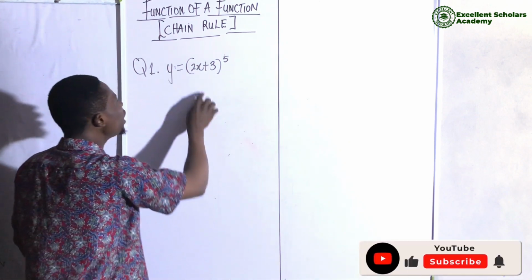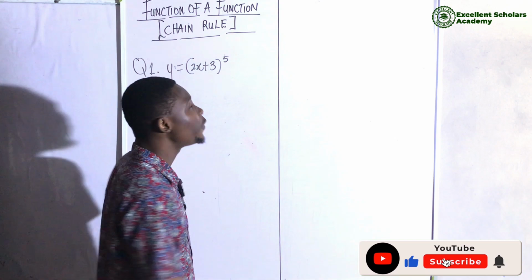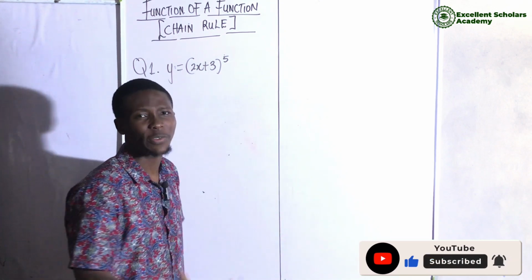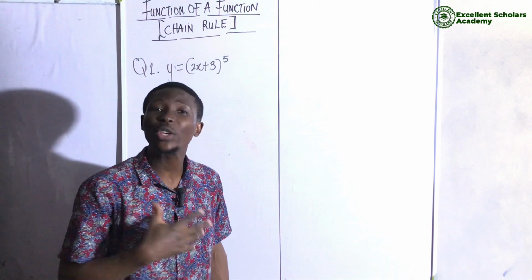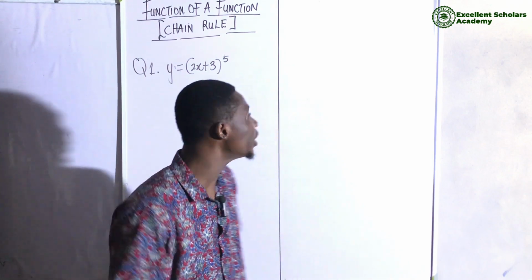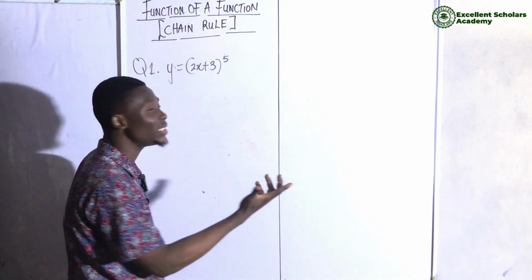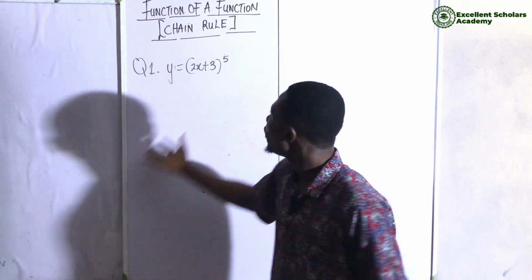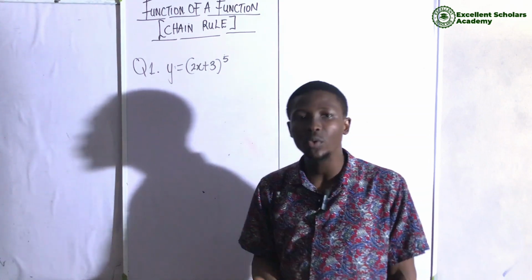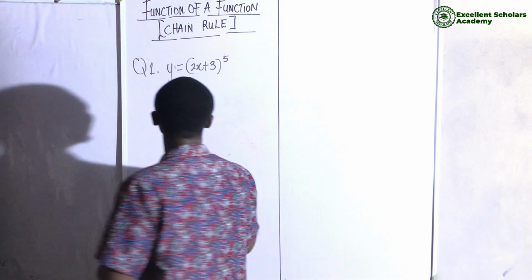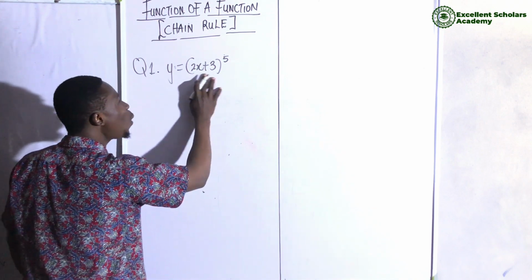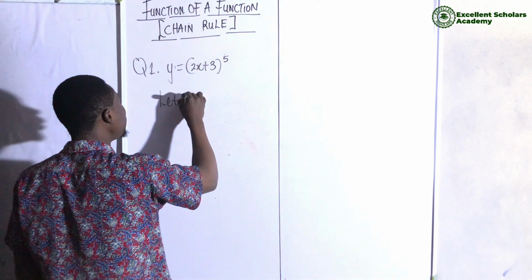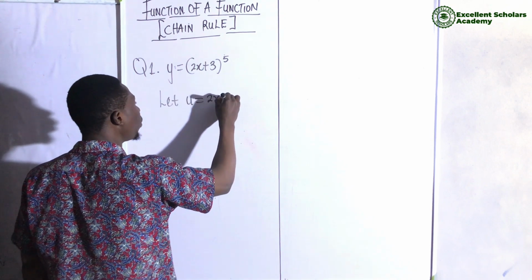Now, if you look at this function very well, for you to differentiate this, you would have to expand it to a power of 5. And that could take you an eternity. I'm speaking metaphorically. Or you could also make a mistake while doing that. So this is where function of a function, or chain rule, comes in. What you do is you say, let u be equal to the function inside. So you say, let u be equal to 2x plus 3.